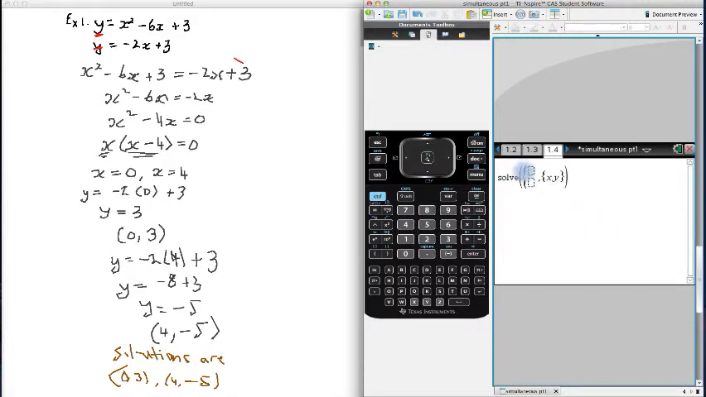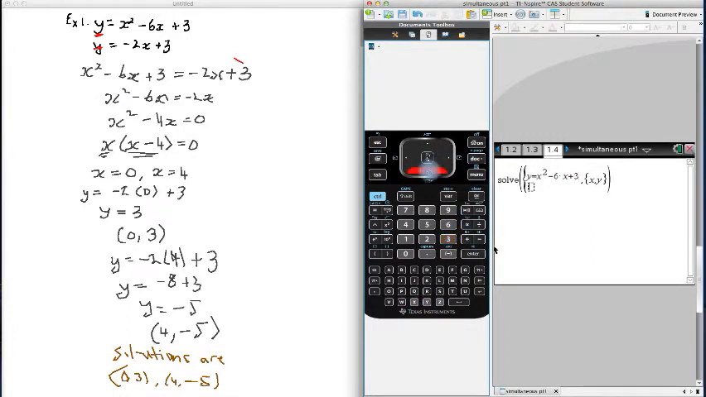Okay, so the two equations need to go here. So the first one is y equals x squared minus 6x plus 3. So let's type that one in. That's our first equation. And our second equation, y equals minus 2x plus 3. There are our two equations.